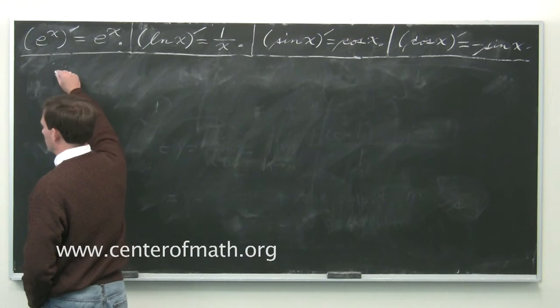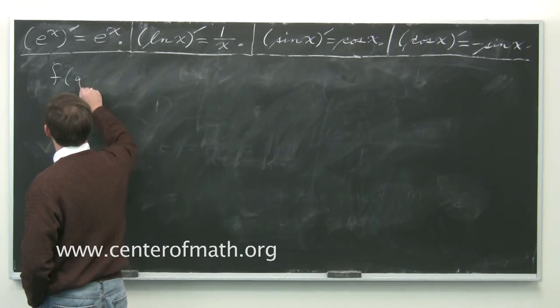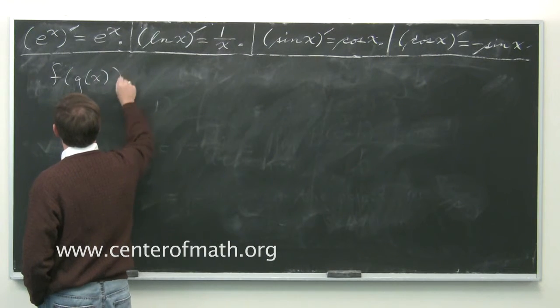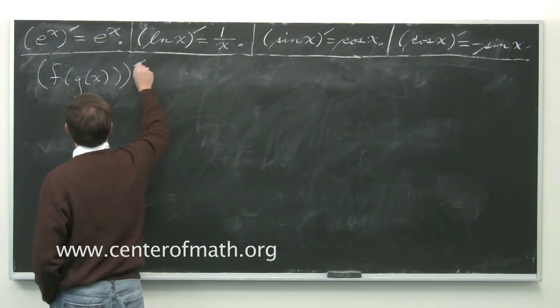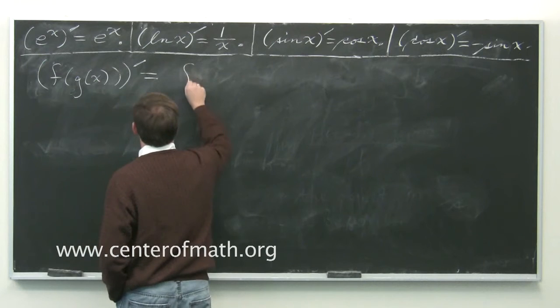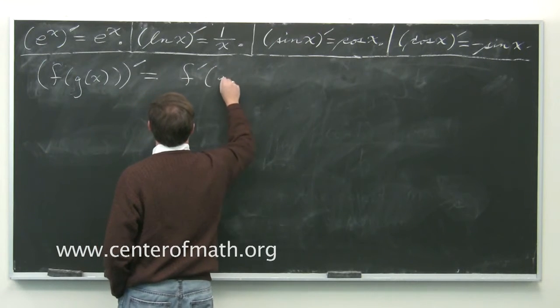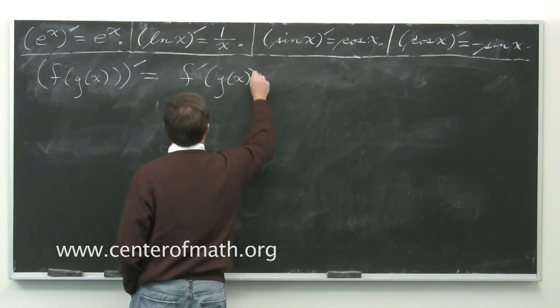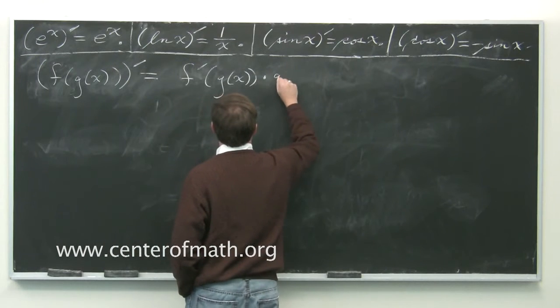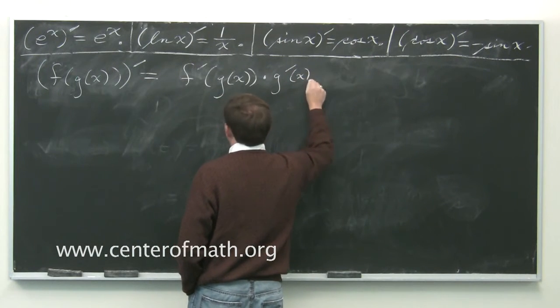Before I do some examples, I should say one special thing about the chain rule. The chain rule looks like this. The derivative of the composition of functions. You take the derivative of the outside function, you leave the inside stuff the way it was, but then you multiply times the derivative of the inside stuff.